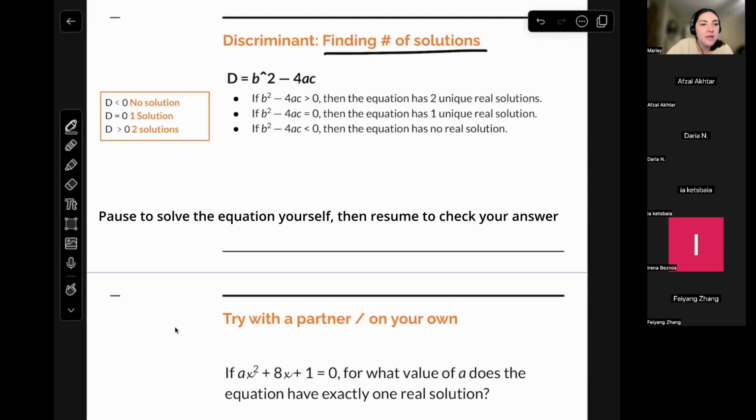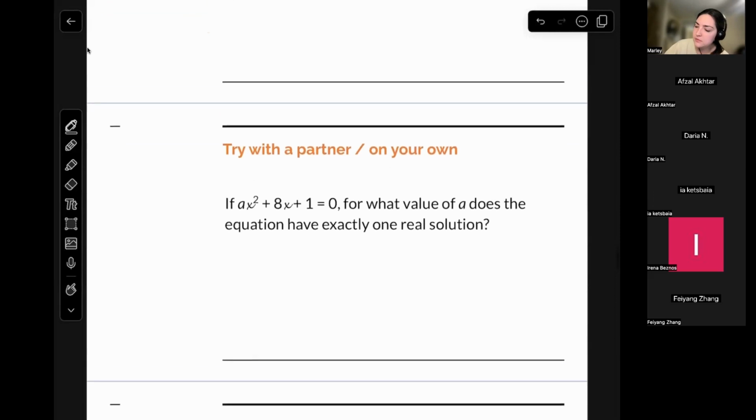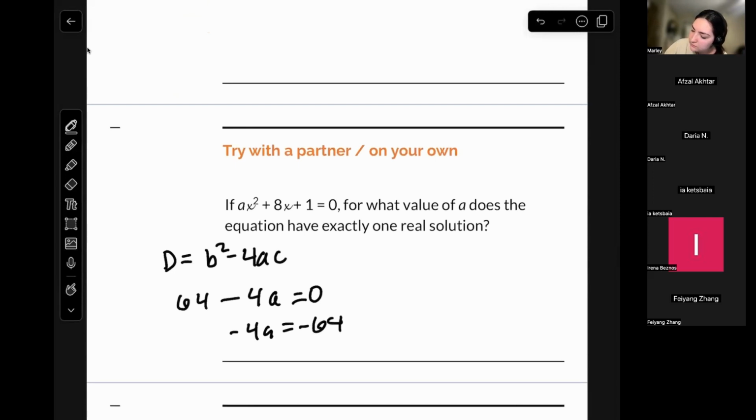All right, so we have some answers. Afzel, could you explain how you got to your answer for this one? Yeah, so I used the formula, D equals B squared minus 4AC. I plugged in 8 for B and 1 for C. And I got 64 minus 4A equals 0. Subtracted 64 on both sides. I got A equals 16. Yeah, quick, definitive way of getting us to our answer.